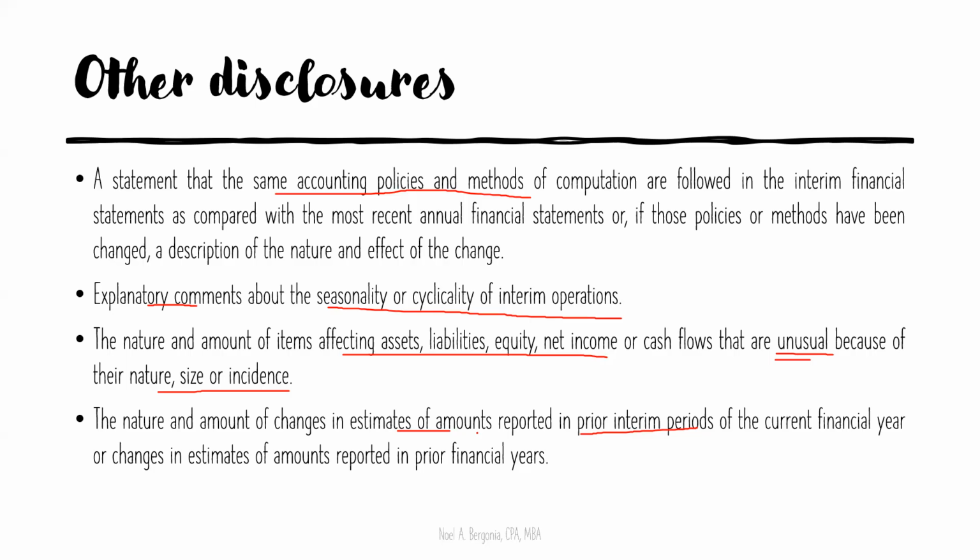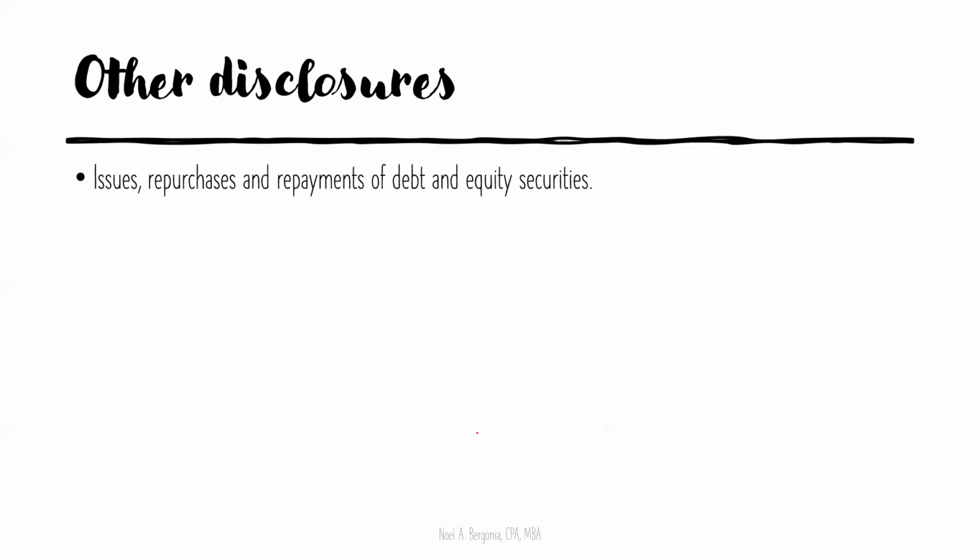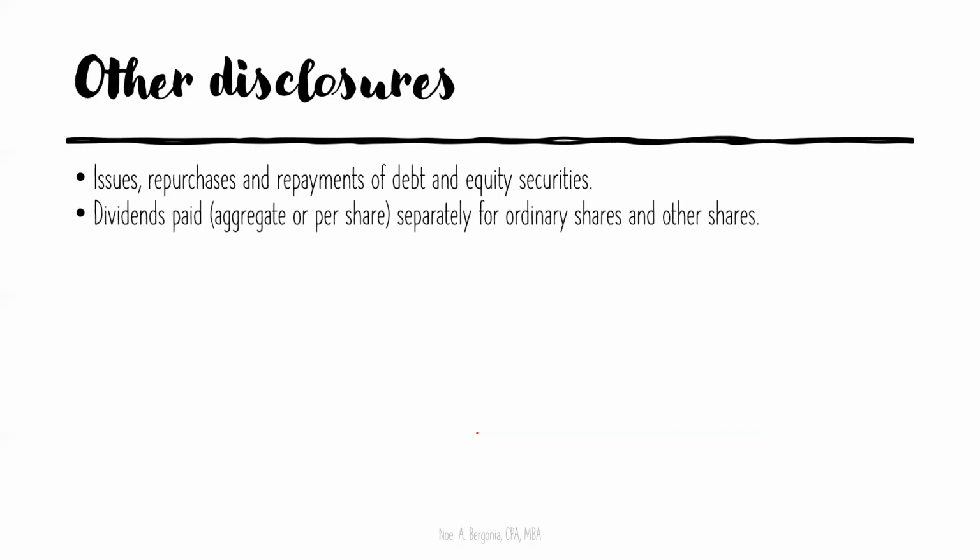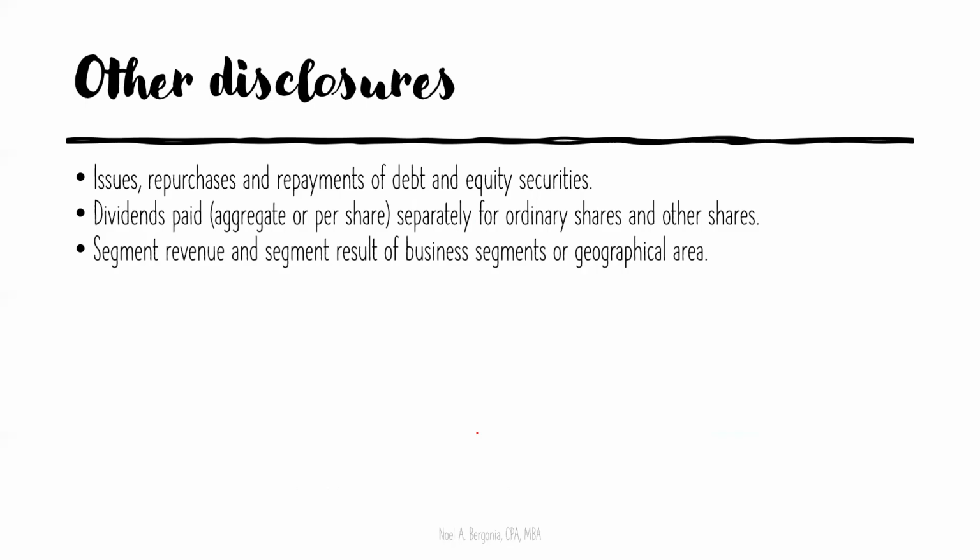Moreover, the issuance, repurchase, and repayments of debt and equity securities, which you will be discussing in Intermediate Accounting 2, will also be disclosed. Also the dividend payments, and the segment revenue and segment results, which we will discuss, not later, but in the next video presentation about operating segments under IFRS 8.